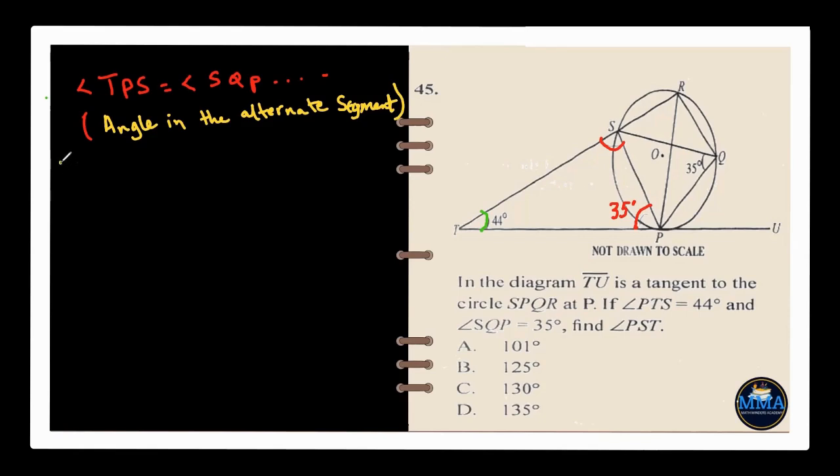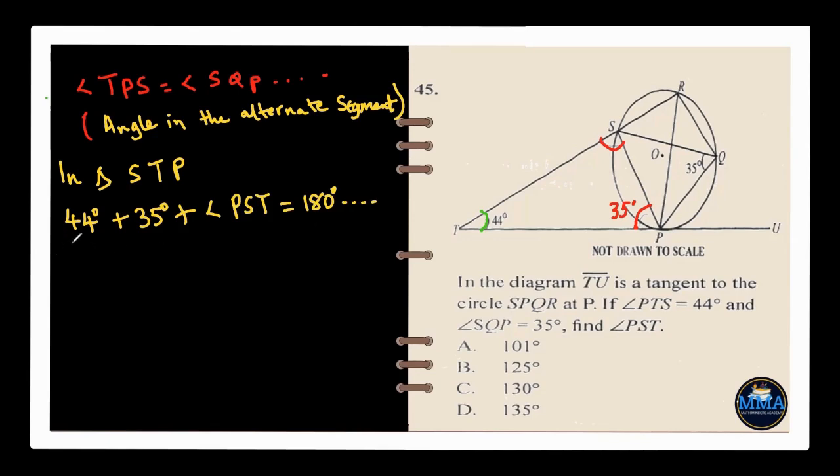Now, in triangle XTP, 44 degrees plus 35 degrees plus angle PST equals 180 degrees. Why do I make such a claim?